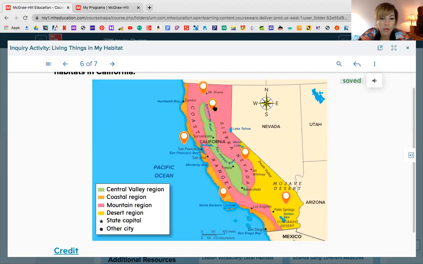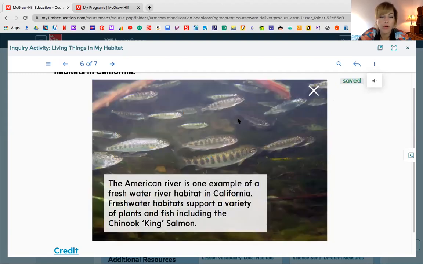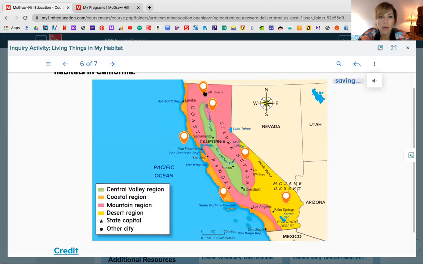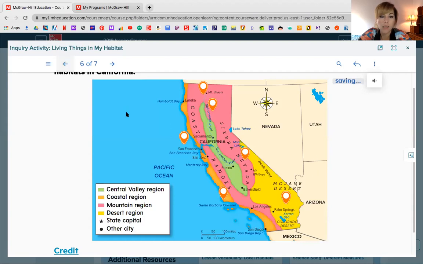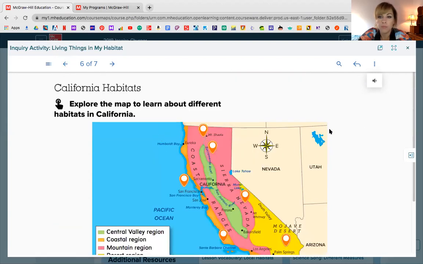What do we have going on here in the mountain regions? Oh, this is more on a river. The American River is one example of a freshwater river habitat in California. Freshwater habitats support a variety of plants and fish, including the Chinook king salmon. That's pretty cool. All right, so near Mount Shasta, what do we have? In Northern California, there are redwood forests. These forests have large sequoia trees and a variety of plants and animals. Okay, awesome. That was super cool.